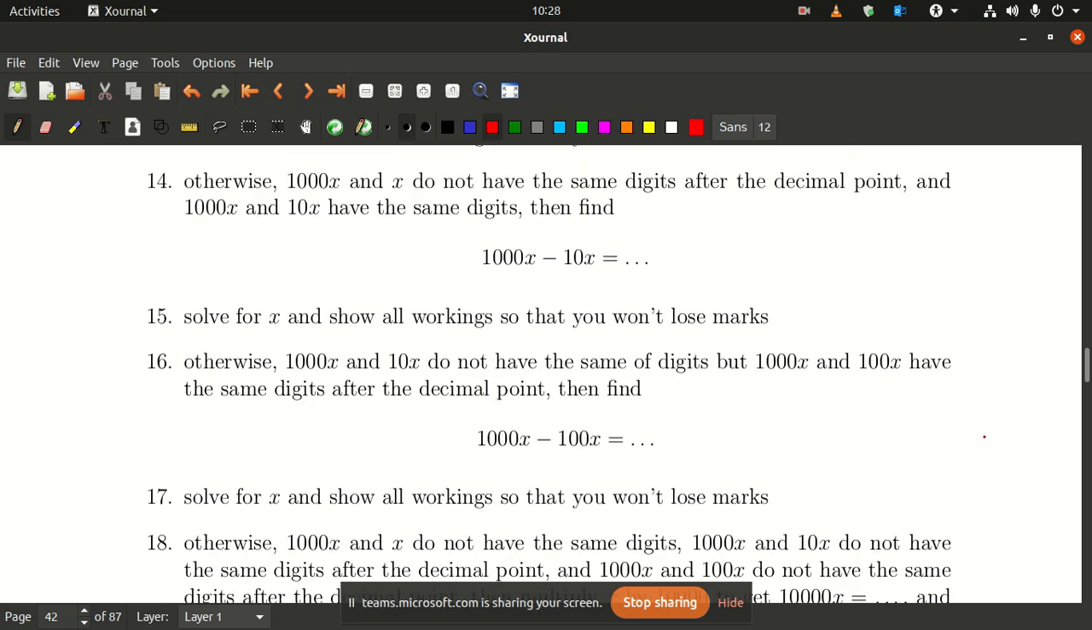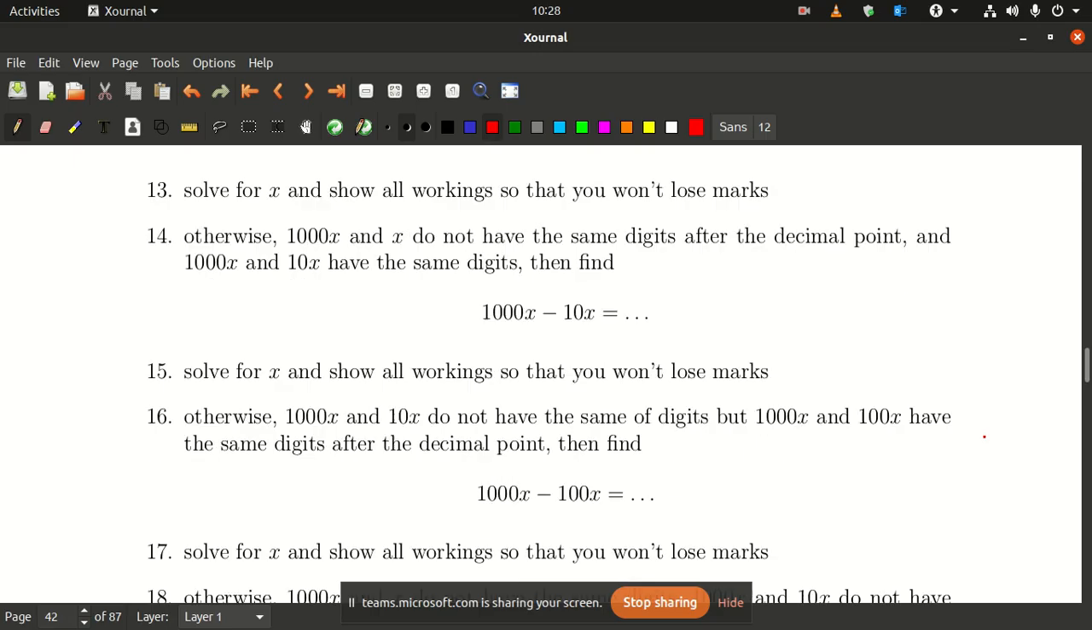Let's start at number. I think we're at number 13. I'm just gonna give you until 32 to finish this. Just be fast, guys. That is what we are actually trying to do here.